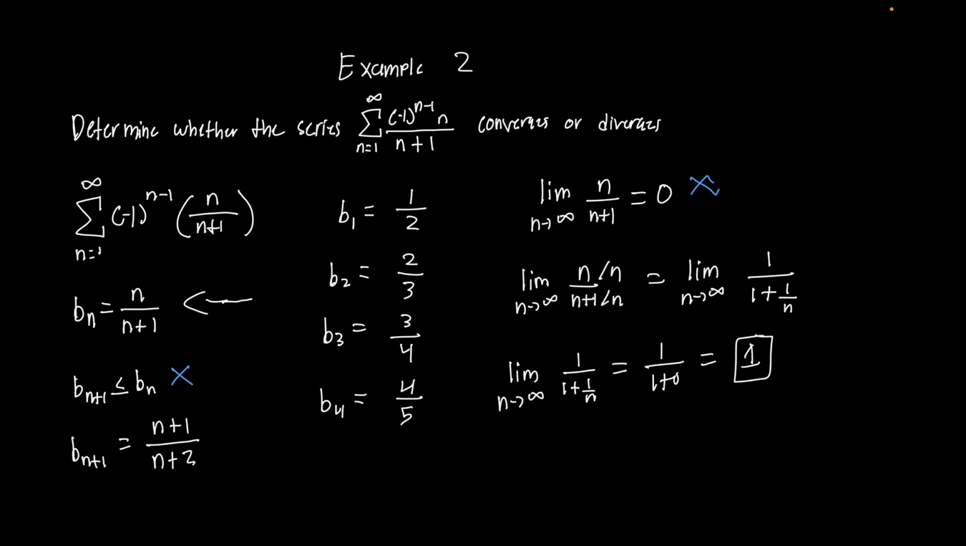Therefore, since we checked both, we know that the series must diverge, right? So our final answer is, we'll have no room, so I'll just write it right here: the series diverges, because we know that the terms don't go to 0, so the series has to diverge.